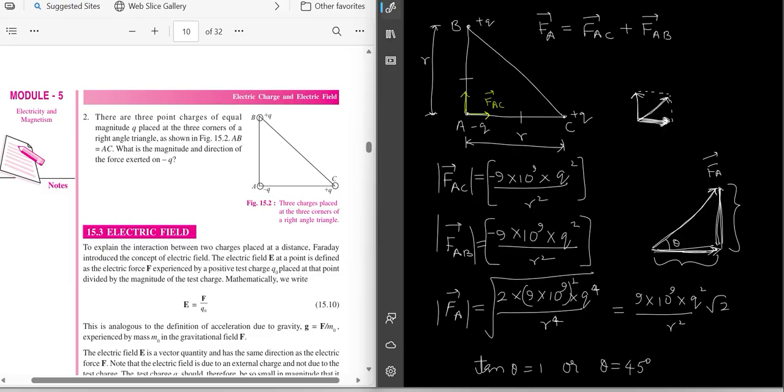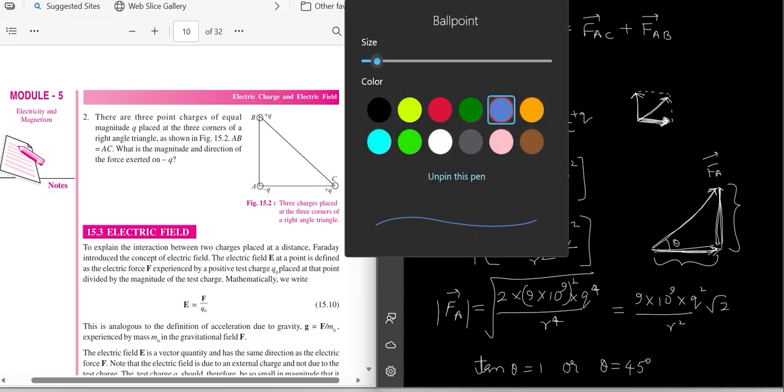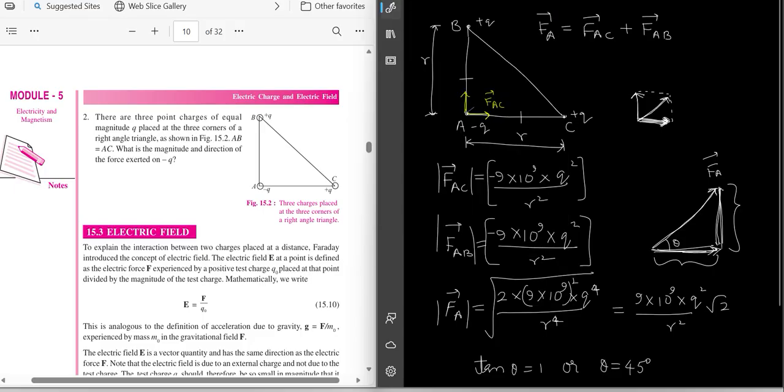So the net force on A is exactly like this, making a 45-degree angle with respect to the horizontal, and its magnitude is calculated by this formula: 9 into 10 raised to 9 into q square upon r square multiplied by root 2. If we know the q and r values, we can calculate the value. Hope this is clear. In the next video, we will understand what an electric field is and its properties.